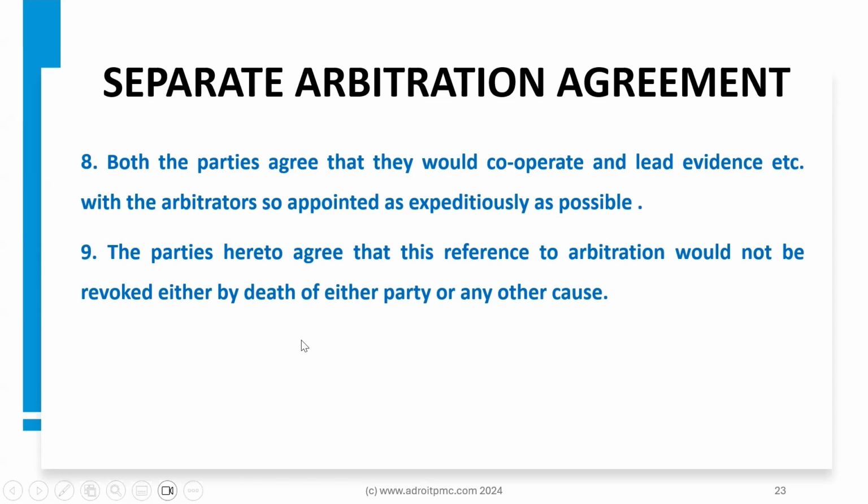The parties here agree that this reference to arbitration would not be revoked either by death of either of the party or any other cause. So, which makes it clear that this arbitration agreement could not be invalidated by death of the party or any other circumstances. So, whatever remedies have been sought by the parties, they have to be compulsorily adjudicated by the arbitrator.